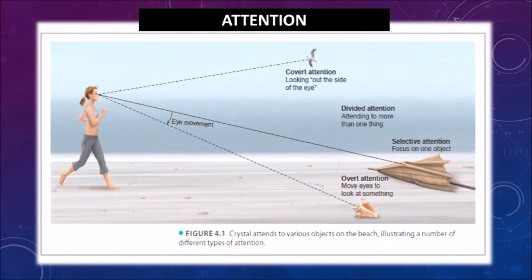Let's take an example from your textbook. Crystal, during a walk on the beach, attends to various objects. Some of the objects are in her overt attention, that is, looking out the side of the eye. Some of the objects are in her overt attention, when she moves her eyes to look at something. But some of the objects are in her selective attention because she is focusing on that object. This is her divided attention experience. What do you think about her selective attention?